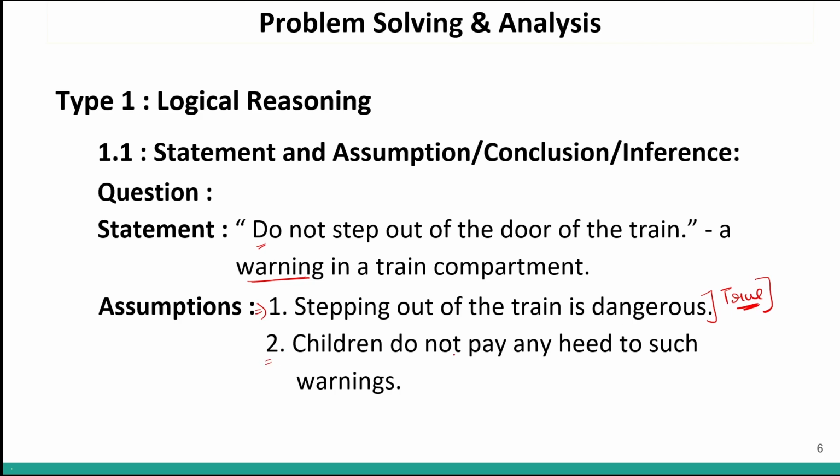Assumption number 2, children do not pay any heed to such warnings. Now this assumption is false. Why? Because this is irrelevant. We cannot judge this based on this statement. So assumptions are always analyzed based on the statement. We assume that we do not know any more information than the statement. The statement is the only information that is given to us, and based on only this information we judge the assumptions. So this assumption will be false.